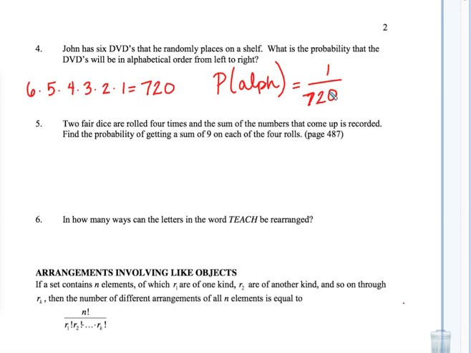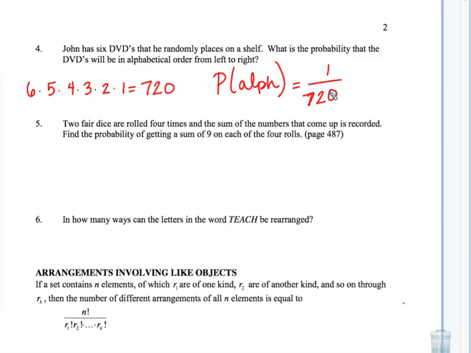On number 5, we have 2 dice that are rolled 4 times, and the sum of the number that comes up is recorded. If you look in your textbook, there's a really good graphic that shows all of the different possibilities of rolling 2 dice. You can see all those different combinations, like you could roll a 6 and a 3, or a 2 and a 4, or a 6 and a 6. There's a really nice chart that draws all those combinations out for you if you want to take a look at that.